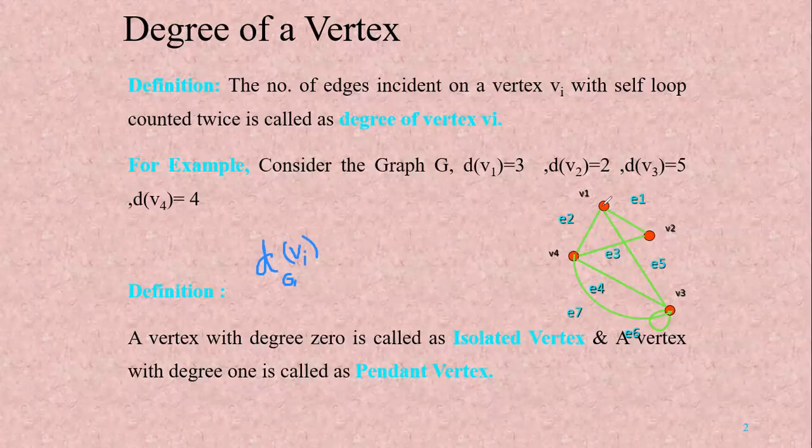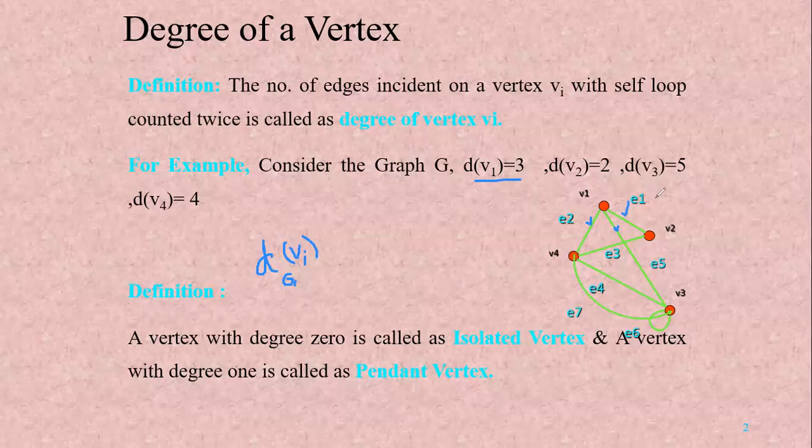For example, the vertex V1 appears here. How many edges are incident with the vertex V1? The first one is E1, the second one is the edge E5, the third one is the edge E3. So totally 3 edges are incident with the vertex V1. Therefore, the degree of V1 is 3.